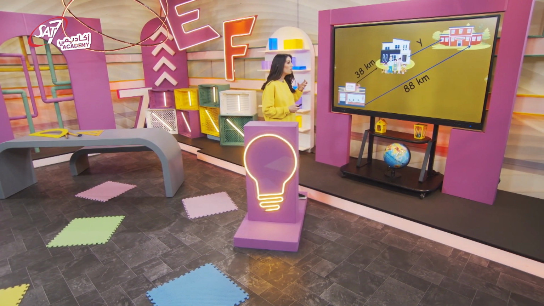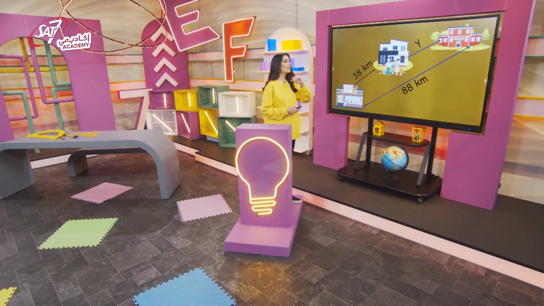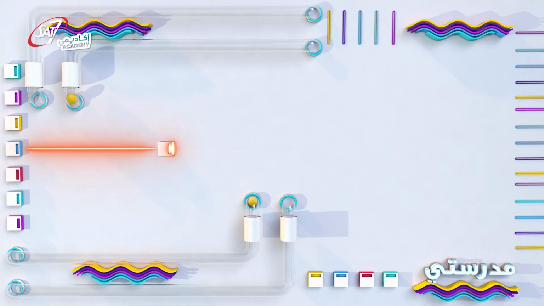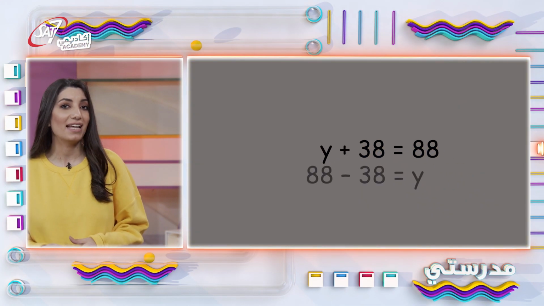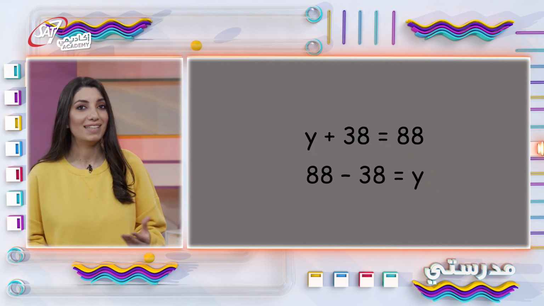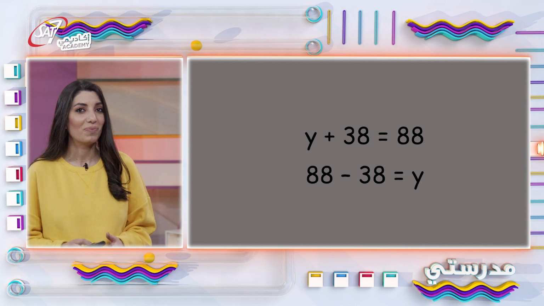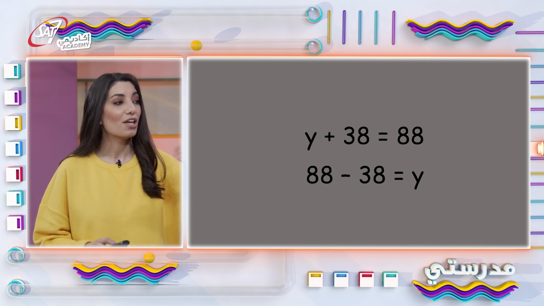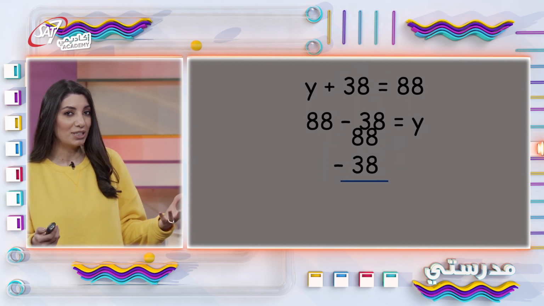If we remove the 38 kilometers from the 88, the remaining would be the y, the distance between my house and the school. Y plus 38 equals 88. Let's subtract. We begin with the biggest number, 88 minus 38 is y. What's 88 minus 38?